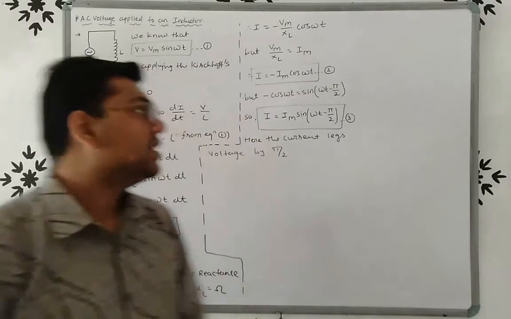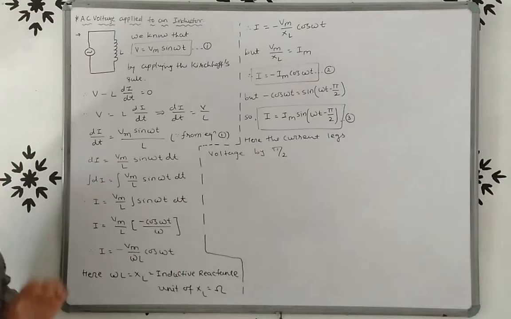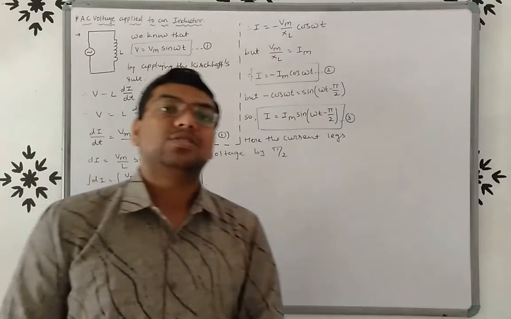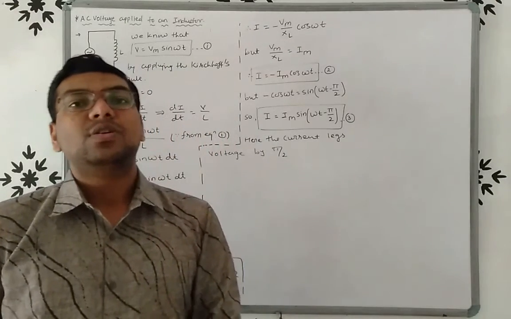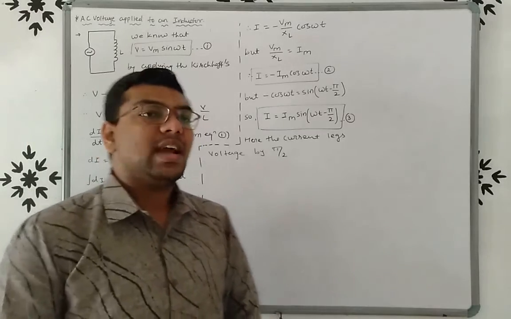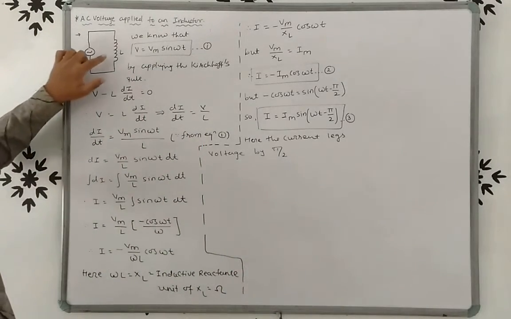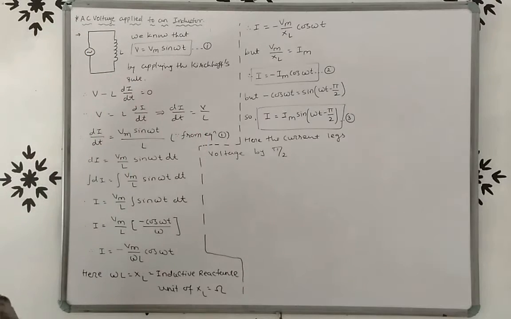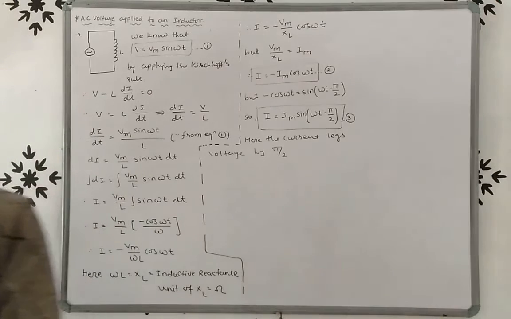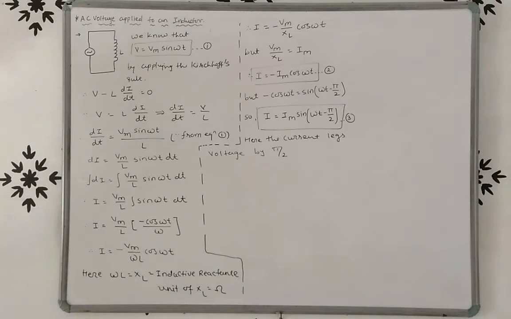Once again friends, we already know the equation of voltage V is equal to Vm sin omega t. Now to derive the equation of current I, we apply Kirchhoff's rule to this loop. So V minus L di by dt is equal to 0. So V is equal to L di by dt. So we get di by dt is equal to V by L.